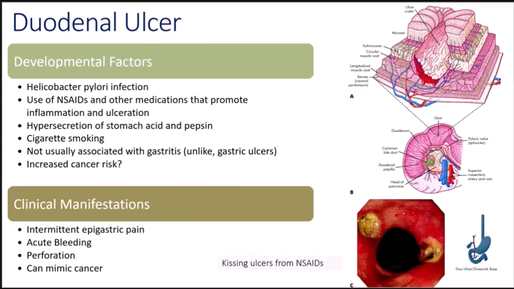And the reason for this is not well understood. But what we do know is that cancer risk is not increased with duodenal ulcers, but it is with gastric ulcers.